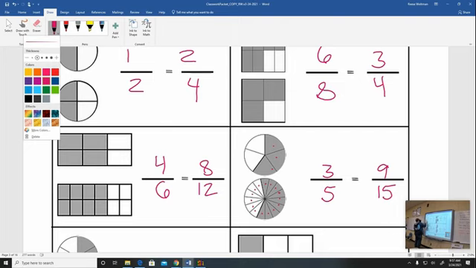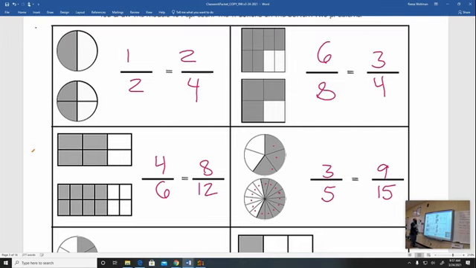Now, let's take a quick look at why these also work. 1 times what equals 2, Brewer? 2. That's right. Now we have to do the same thing to the bottom number. 2 times 2 equals 4. So you know it works. But also because they're 1/2, remember what Brick said earlier? How he figured out the equivalent fraction of 1/2?